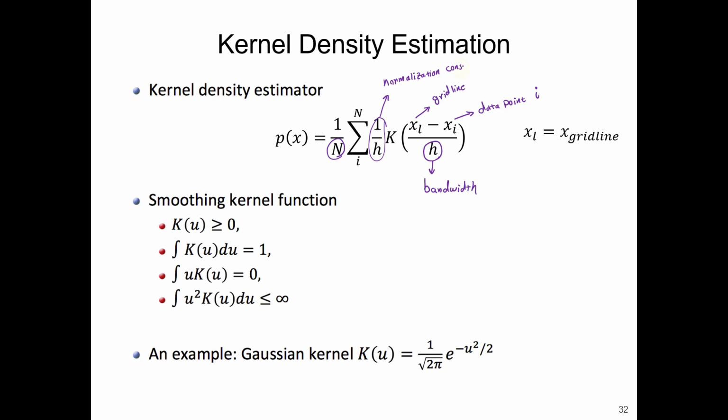Normalization constant. Why do we have this term here? Because we want to make sure that the area under the curve becomes equal to 1. That's why it is necessary and required to have this term.